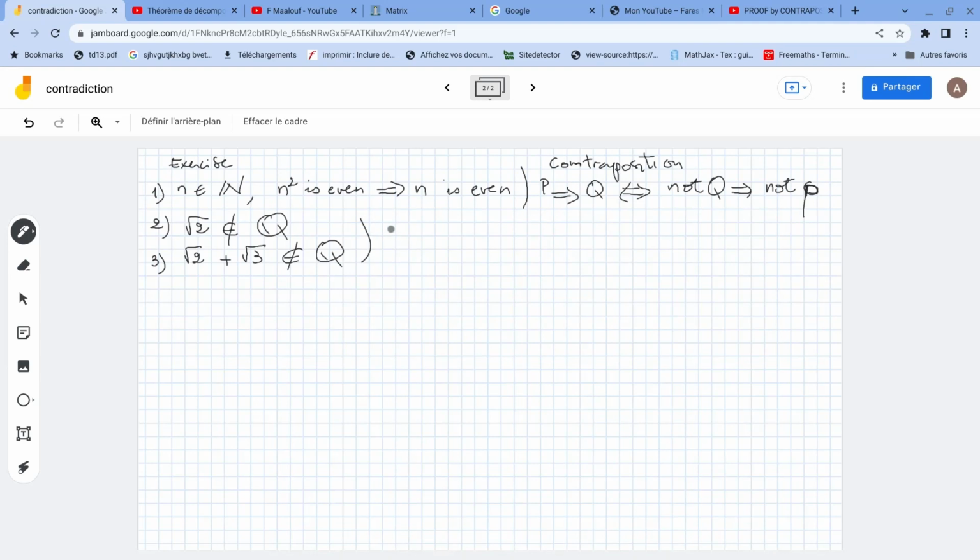But here I use the proof by contradiction, which means that the negation of the given proposition is false. So the given proposition is true. Notice the difference: with contraposition, the contraposition is true, but here the negation is false. First statement: by contraposition, I begin with n is not even, which means that n is odd.